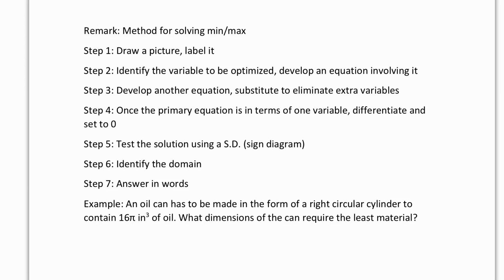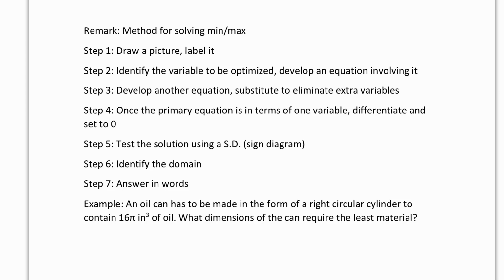Now, many of the examples we're going to be looking at start with words versus functions. So let's look at this example here. An oil can has to be made in the form of a right circular cylinder to contain 16 pi inches cubed of oil. What dimensions of the can require the least material? If you notice, there's no formula, no equation, no function here for you to do calculus on.